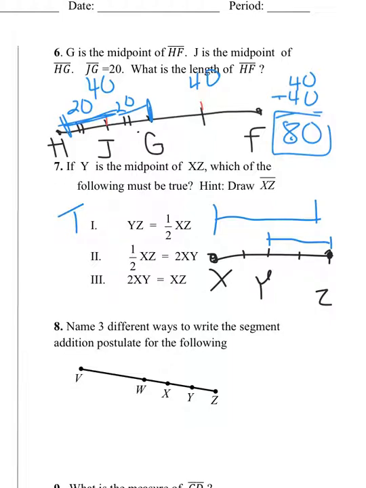Number 2: is 1/2 of XZ, so again, half of XZ, equal to 2 XY's? 2 of these? No, because XY is a half. So if XY is half of XZ, it's not the same as 2 of itself, right? So 1 of itself does not equal 2 of itself. That makes no sense. And number 3, 2 XY's. So again, here's XY, but 2 of them would make a whole line. Is that equal to XZ? Yes, it is. So true, false, true.